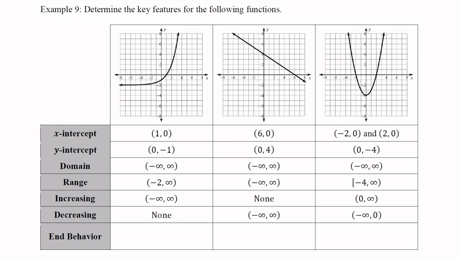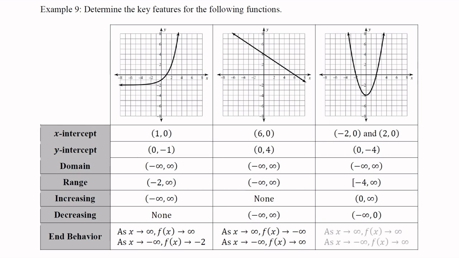For the end behavior, the exponential is increasing. As we approach infinity, we're going to infinity in the y, or the f of x, so as x goes to infinity on the right, f of x goes up to infinity. As x goes to negative infinity, we're approaching the asymptote, so f of x approaches negative 2. For the linear function, as x goes to infinity on the right, it is pointing down, so we're going to negative infinity. And then as we go to negative infinity on the left, we're going the opposite direction, we're going up to infinity. And then the parabola is concave up, so both ends are pointing upward, so both ends are going to infinity.